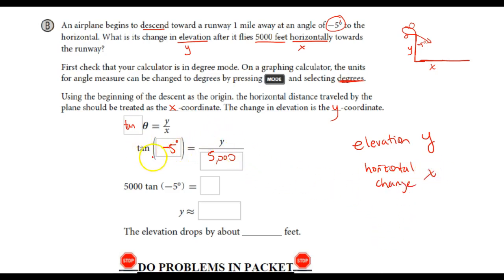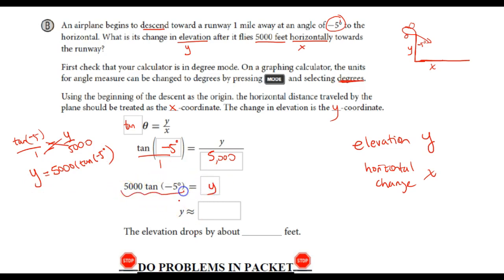Alright, so what we're going to do is figure out what this would be cross multiplied. If you're wondering, how did they get to this? So if I wrote tan negative 5 degrees over 1 equals y over 5,000, I would cross multiply, and that would be 1y equals 5,000 times tan negative 5 degrees, which is essentially what they got here. They just kind of wrote it backwards.